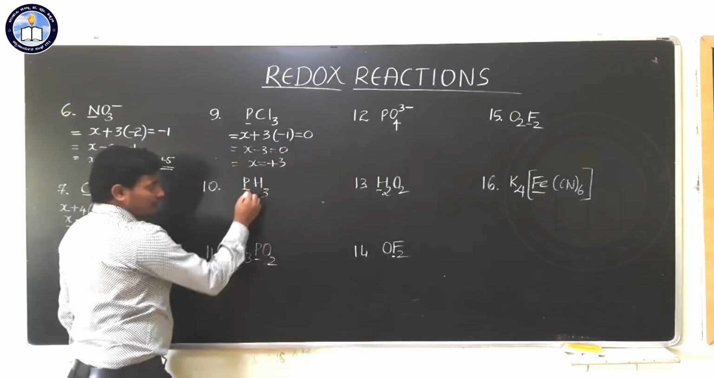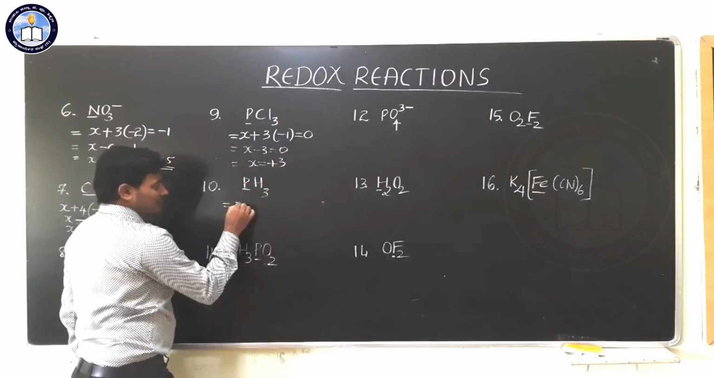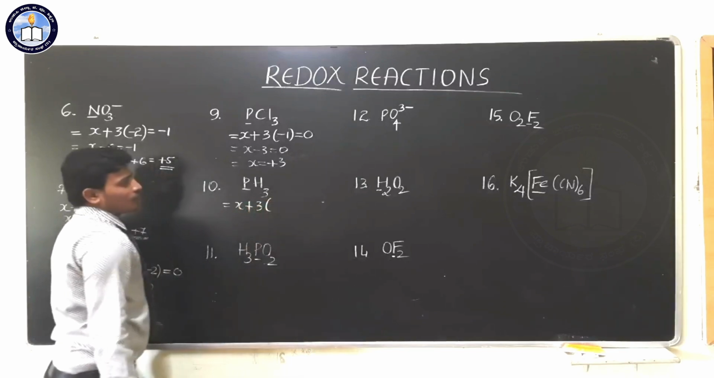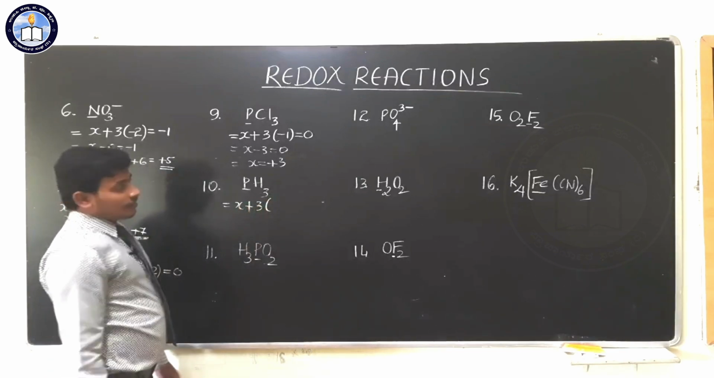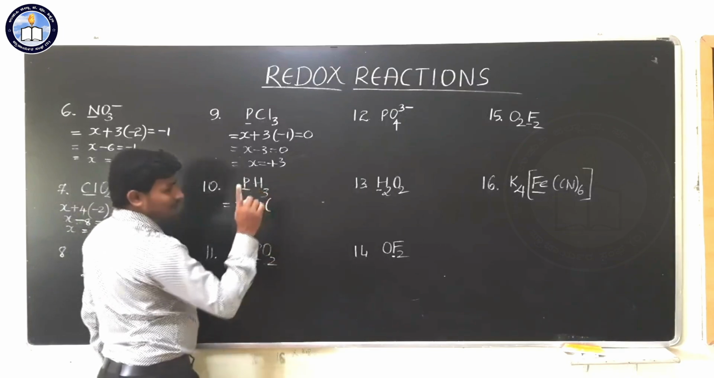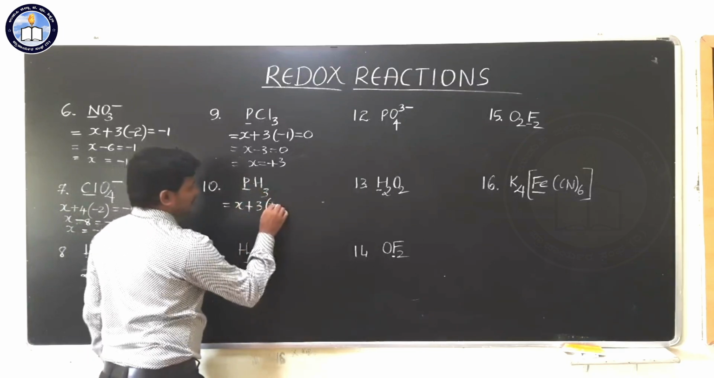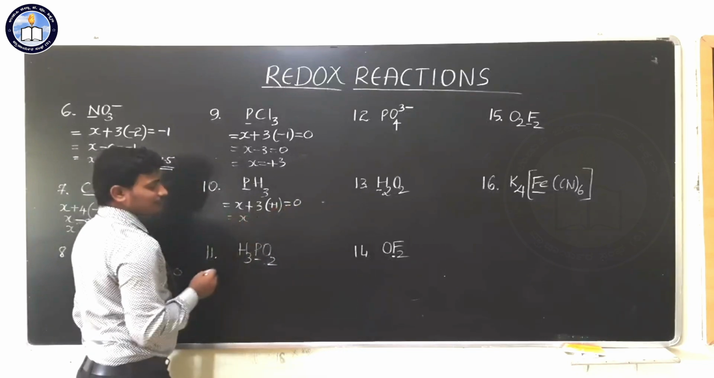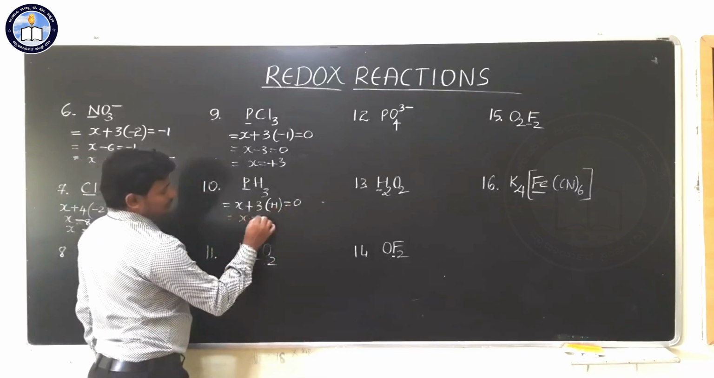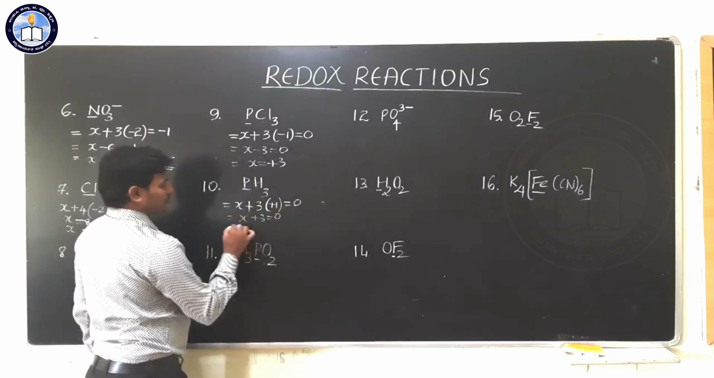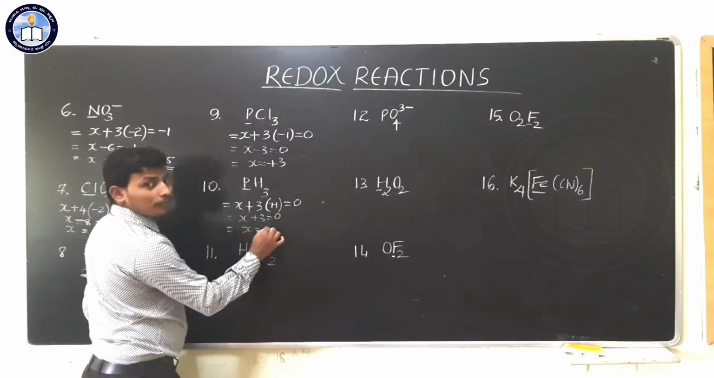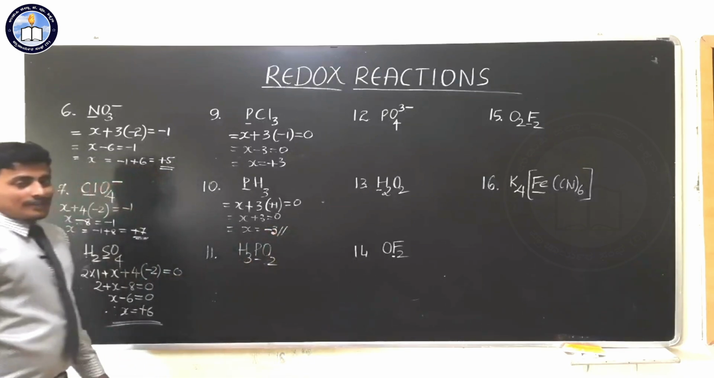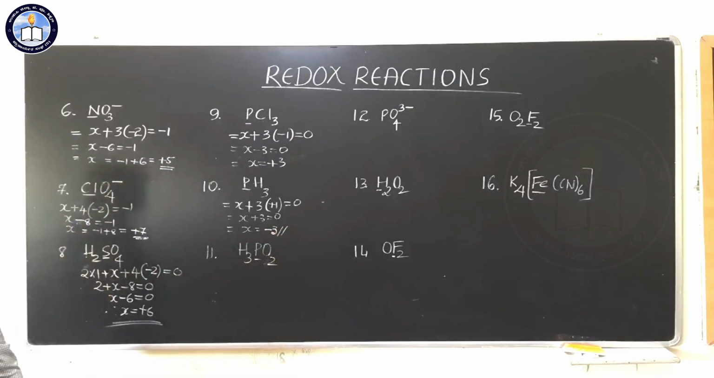What about here? Same thing, phosphorus, x plus 3 into the value of hydrogen. We know that hydrogen is plus 1, so x plus 3 equals 0. Therefore, x equals minus 3.